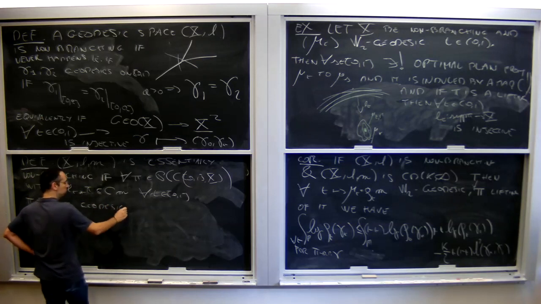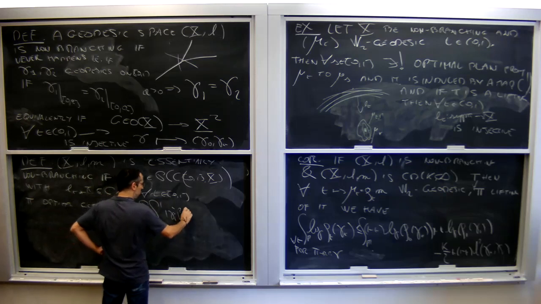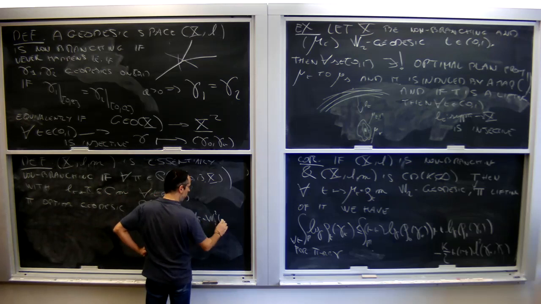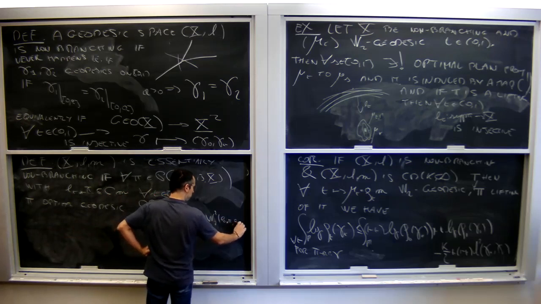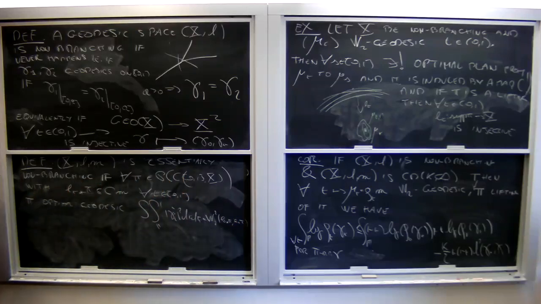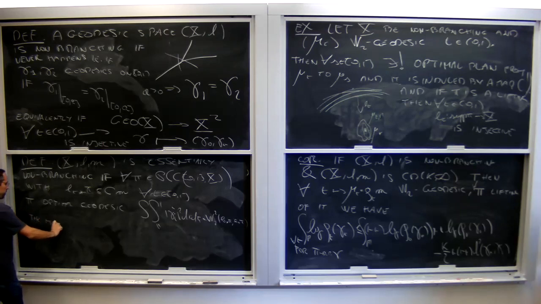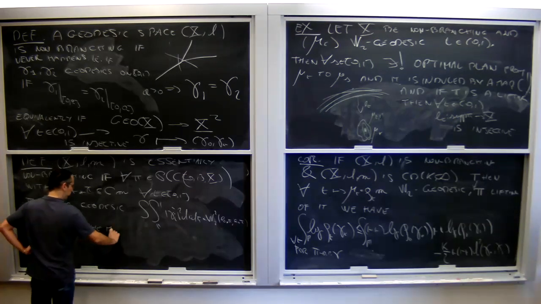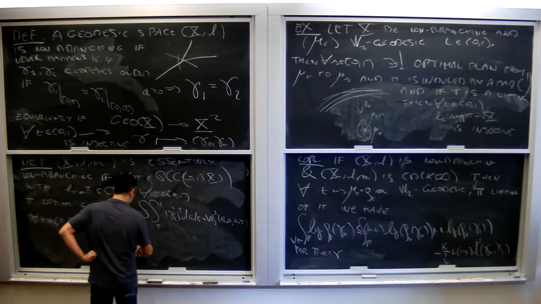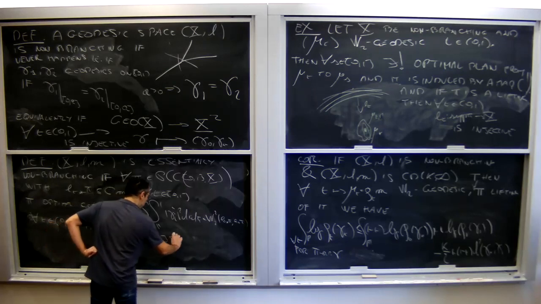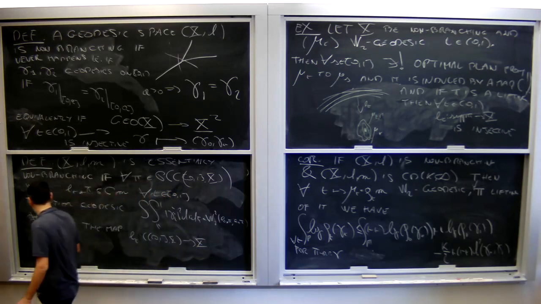Optimal geodesic. So this means that the total energy coincides with the squared distance between the initial and final marginals. Or, if you wish, that is the same as saying that pi is a lifting of a geodesic. Okay. Let me put it this way: for every t strictly between 0 and 1, the map e_t, from the space of curves to X, is pi-essentially injective.